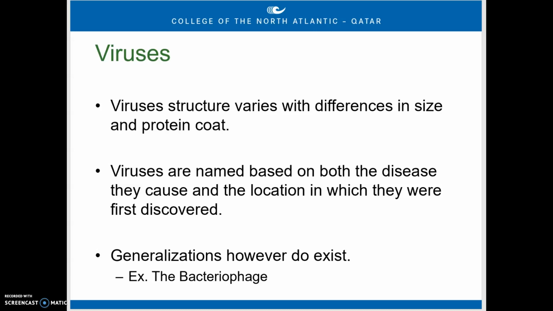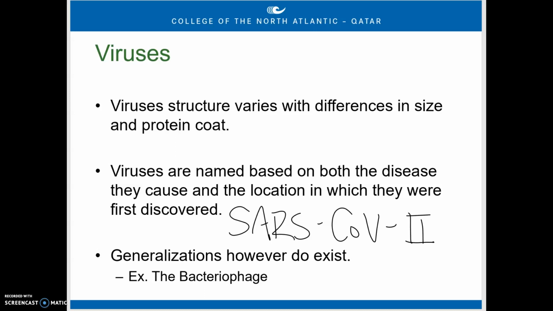At first, it was going to be called Wuhan virus, but the World Health Organization decided to call it SARS-CoV-2. So the name of the virus is SARS-CoV-2, and it causes a disease called COVID-19. So the name of the virus and the name of the disease are kind of related, but different. We don't relate it anymore to where it was discovered.